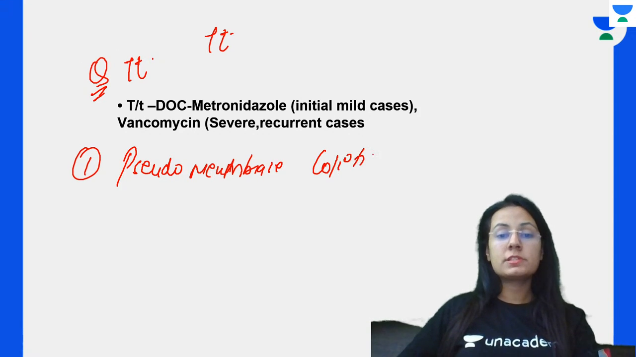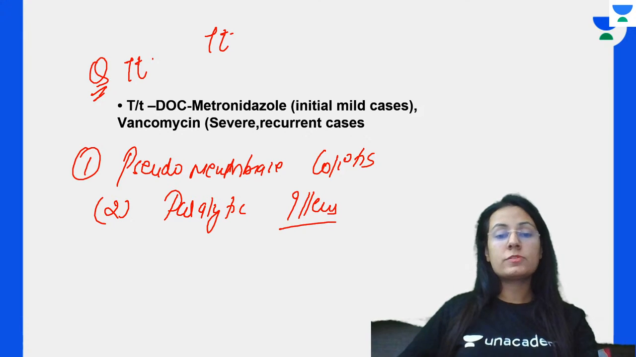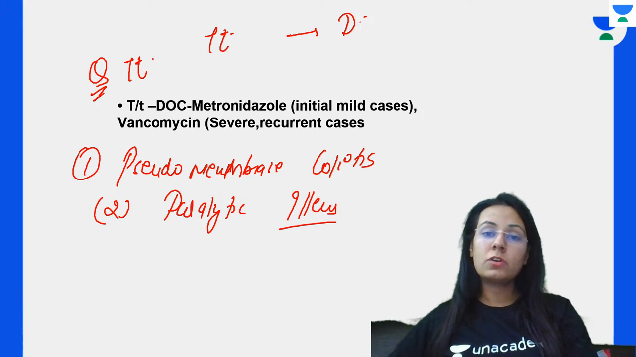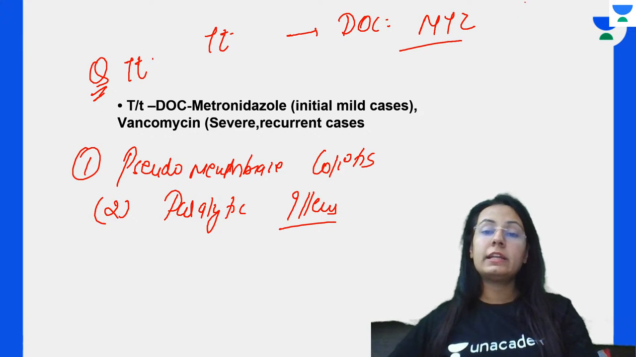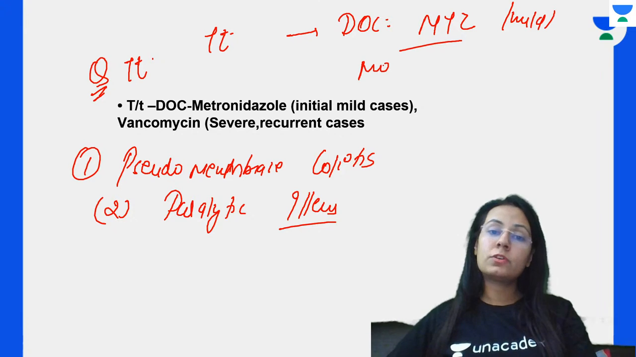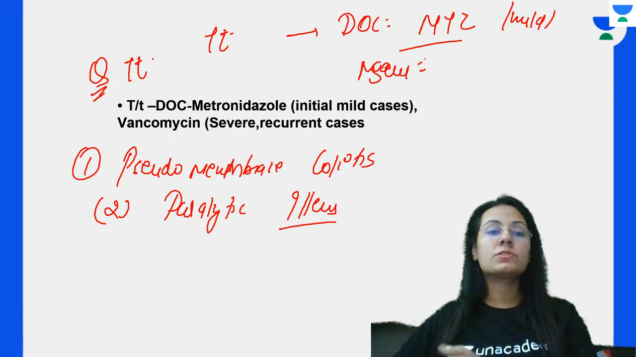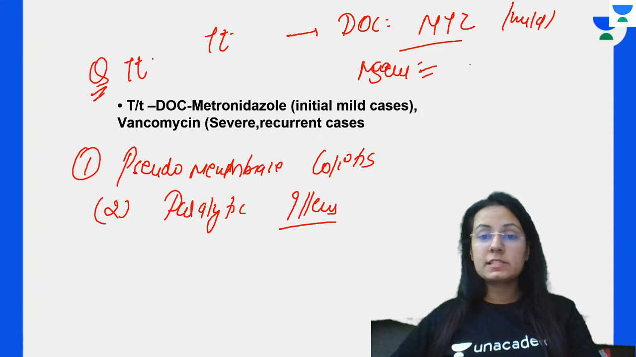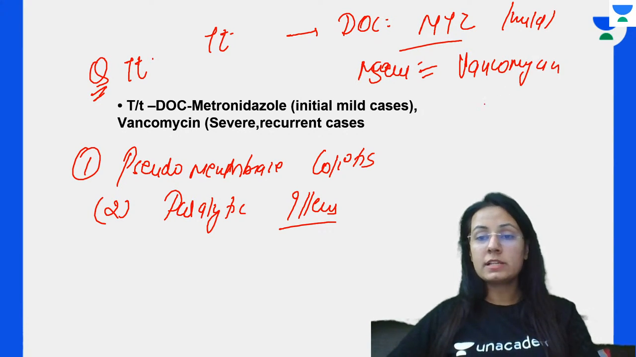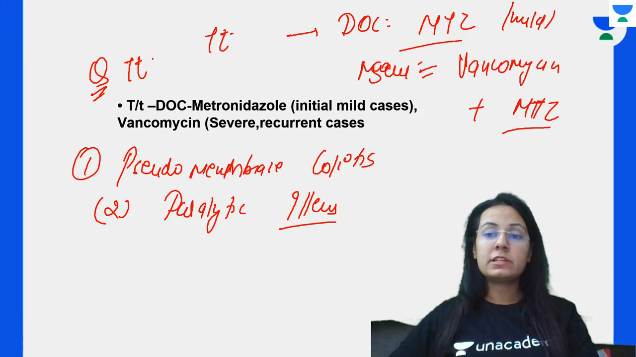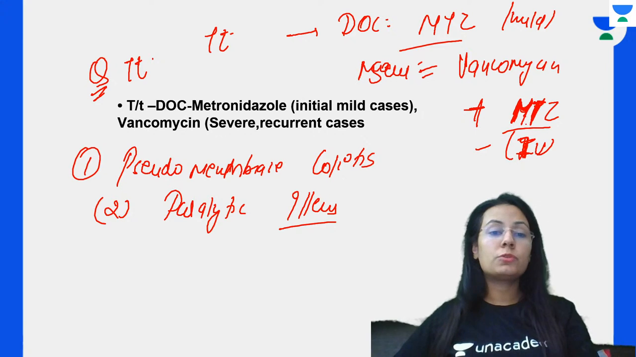Apart from the pseudomembranous colitis, it also causes paralytic ileus. And the treatment, the drug of choice is metronidazole in case of a mild to moderate case. But if the case is severe, then the drug of choice is vancomycin given with IV metronidazole, for the severe manifestation of pseudomembranous colitis. So the drug of choice is vancomycin.